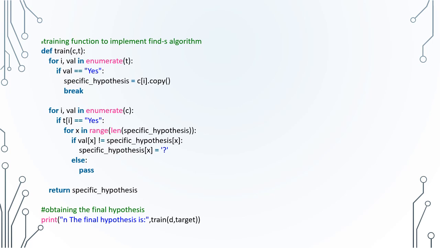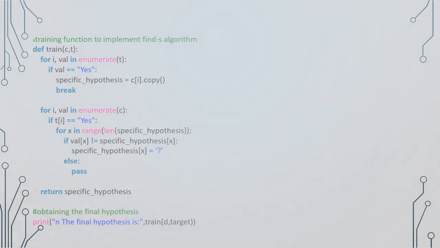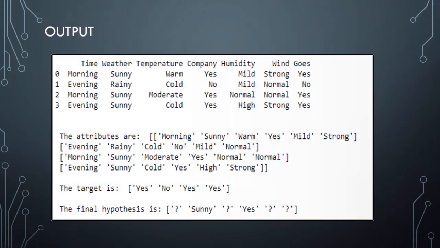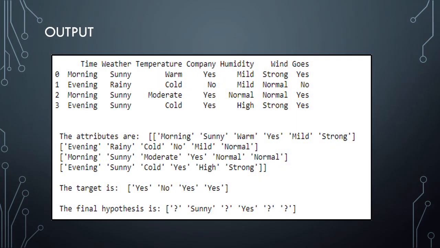At last, we are obtaining the final hypothesis by printing the final hypothesis with train(d, target). Here we are training the function to implement the Find-S algorithm. At last, we are obtaining the final hypothesis. The output we will get displays all the attributes: time, weather, temperature, company, humidity, and wind, along with the final hypothesis.